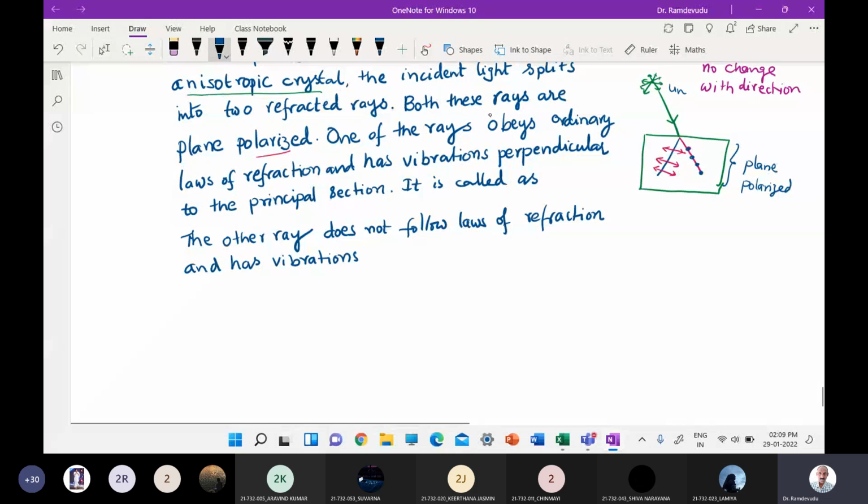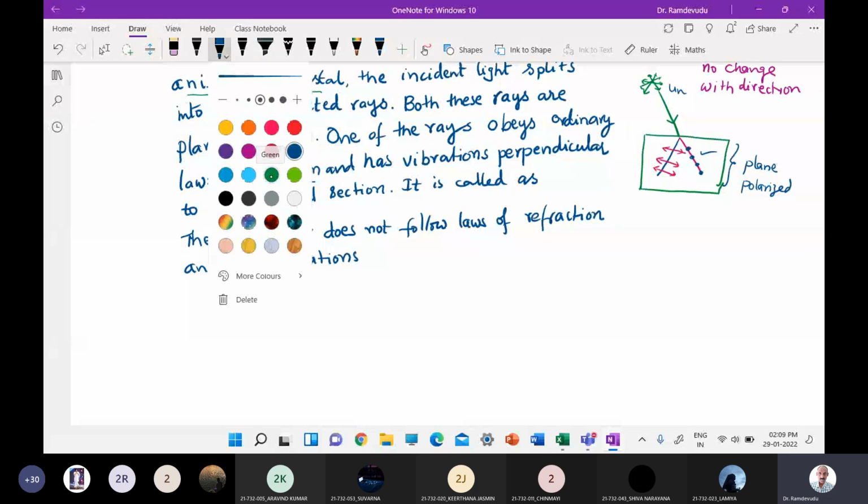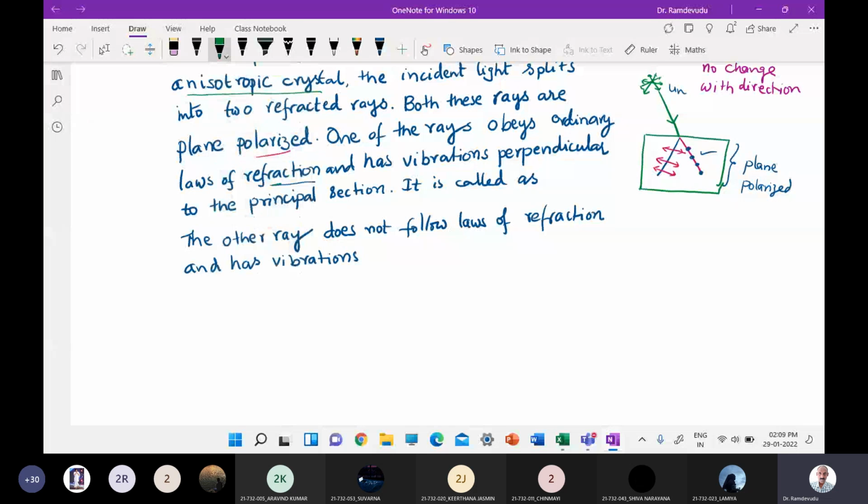One of the rays, this is most important, this ray suppose, obeys the ordinary laws of refraction. Ordinary laws of refraction means Snell's law. It obeys Snell's law and has vibrations perpendicular to the principal section. What is the principal section? We define it soon.